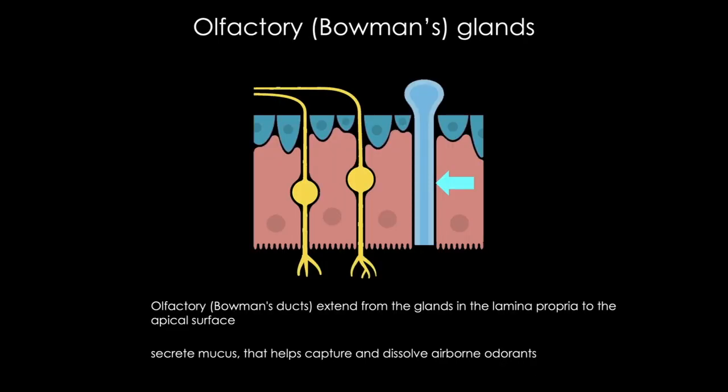Finally, the lamina propria contains a large number of glands. These are branched tubular alveolar glands. They're also given the eponym Bowman's glands. They produce mucus to moisten the olfactory epithelium and dissolve odor-containing gases.